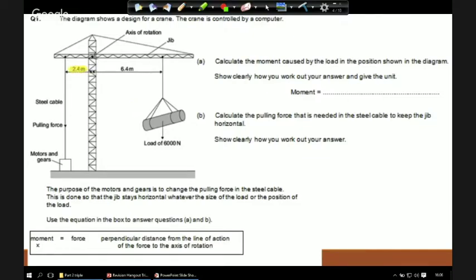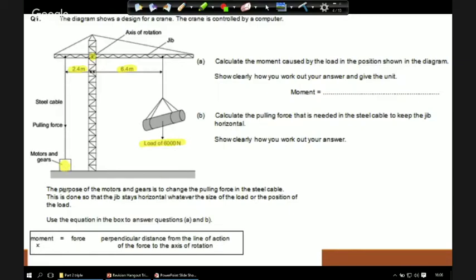Well, I've got this distance here. There's the axis of rotation, or the pivot, just there. Here's another distance. Here's my load. So 60,000 newtons is the weight of this object being picked up. That's 6.4 meters away from the pivot. And on this side, we've got 2.4 meters. And this here is a pulling force coming from this gears and motors box down here.